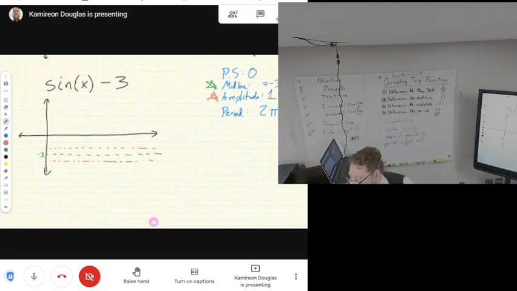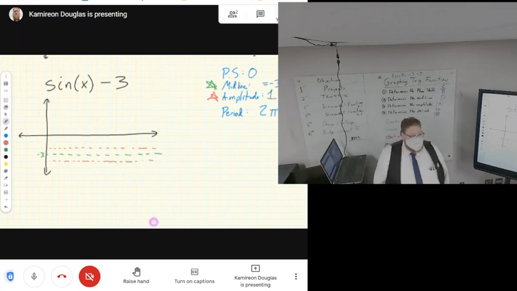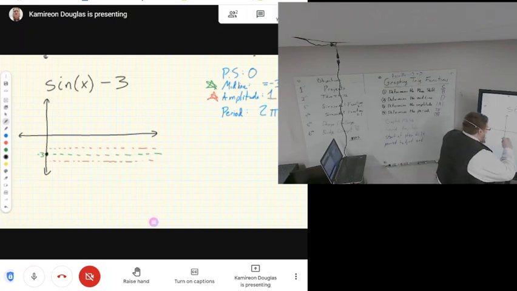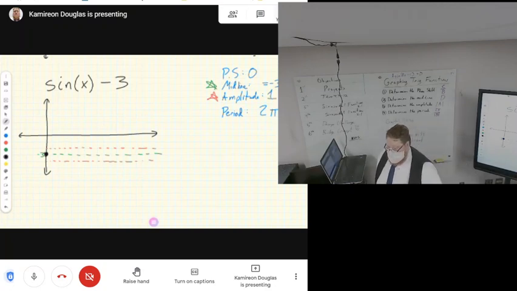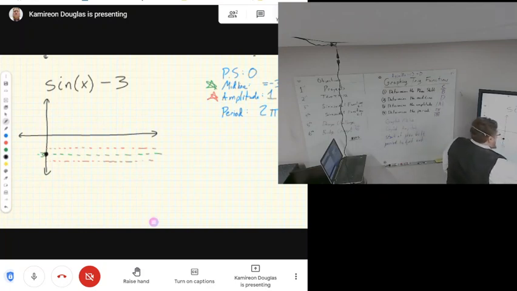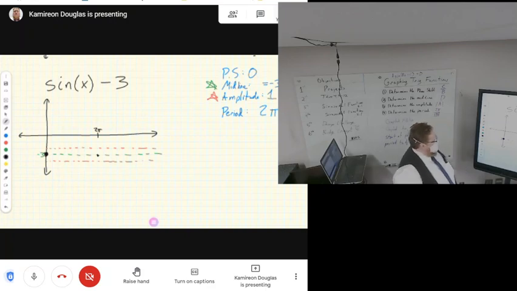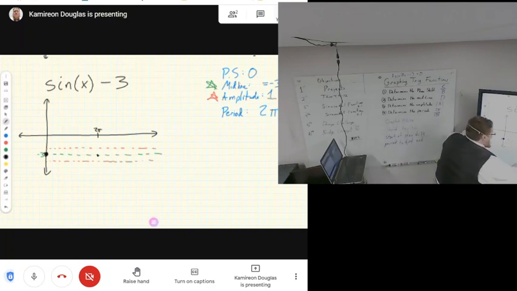All right, there's no phase shift. So where will this thing start? At 0, -3. On the midline, at 0. Where will it end? 2 pi, -3. Look over here, at 2 pi. Sine starts by going up, down, and then back to the middle. So I found out where it's going to start and where it's going to stop.